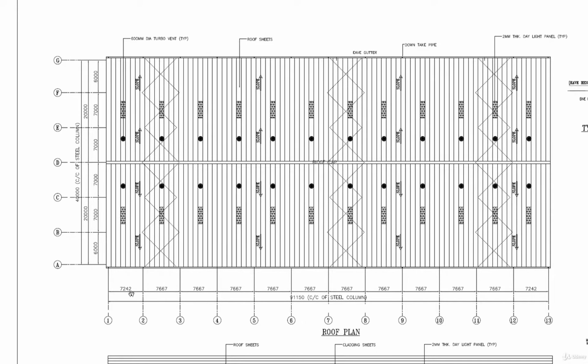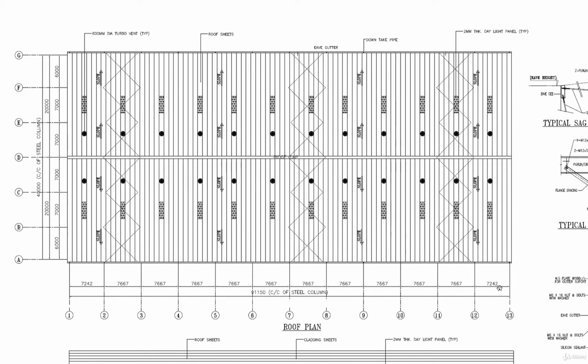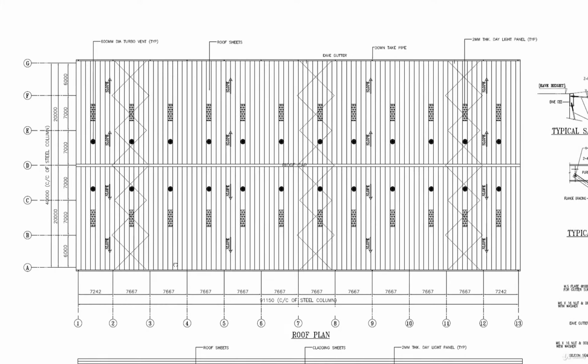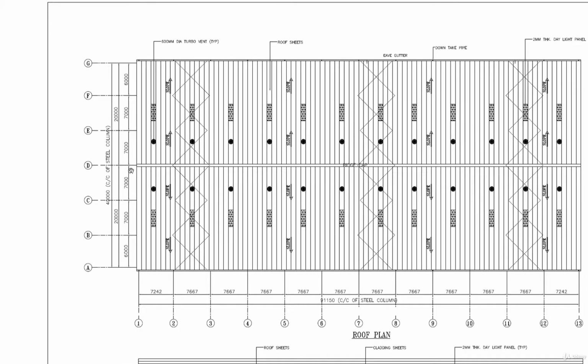The spacing between two frames is 7242 here, and for the next frames it is 7667, and after that in the end frame it is 7242. So the total length of the PB shed is approximately 91.15 meters, that is 91150 mm. And along this, as we have already drawn in the previous lecture, the column goes up to the first 20 meters and then again 20 meters.